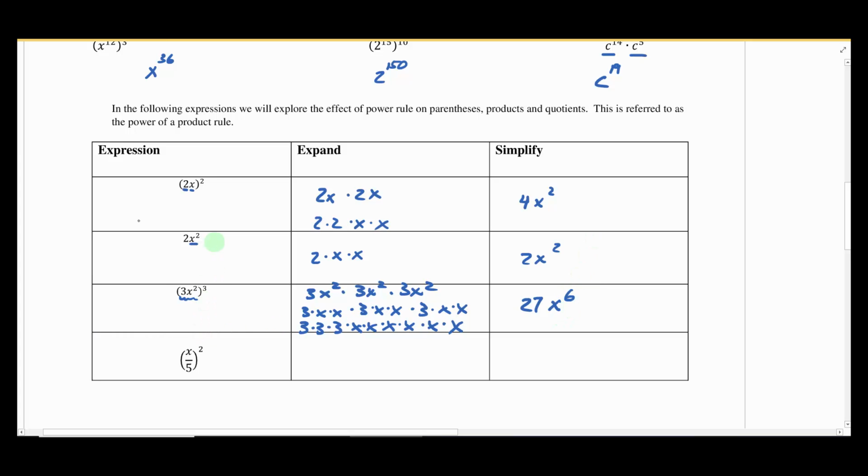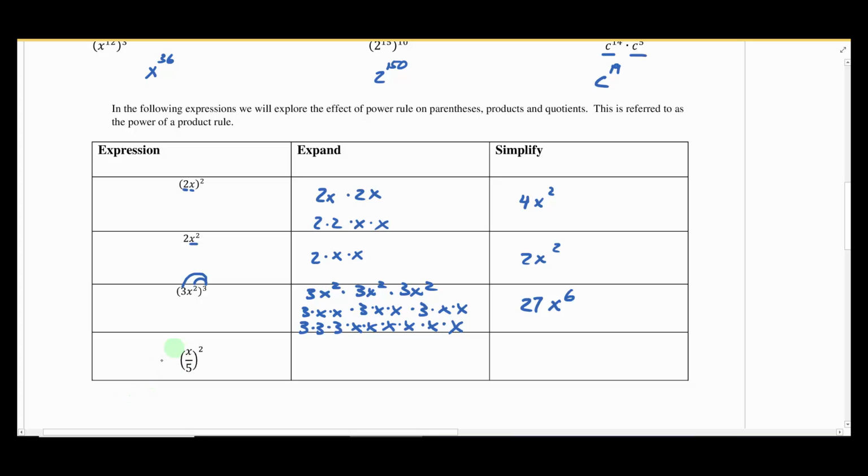Okay. So again, just trying to recognize patterns here. Notice we got an x to the 6th, and we have a 3 and a 2 here. So we did multiply the exponents to get that 6, but we also made sure we applied the 3 to the 3rd power to get that 27. So it's almost like we're distributing the exponent to each thing inside of the parentheses.